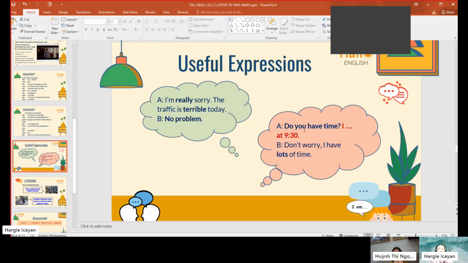Okay. So, that would be the scenario. Okay, now, what are the useful expressions that we need to understand in here? Okay, these are in apologizing. You need to use I am really sorry, or you may say I'm really sorry. Okay, so in apologizing, this one is a useful expression, right? And mention the problem. And then after that, of course, the person whom you ask for an apology should also respond by saying, oh, no problem, or it's okay, never mind, something like that.